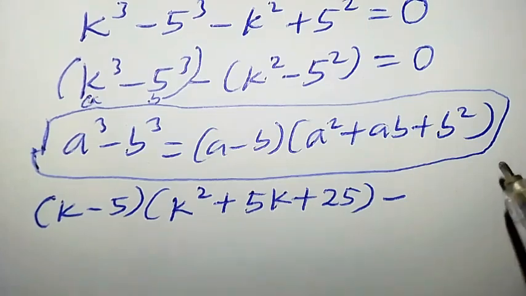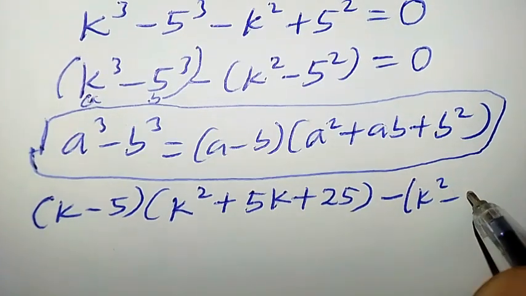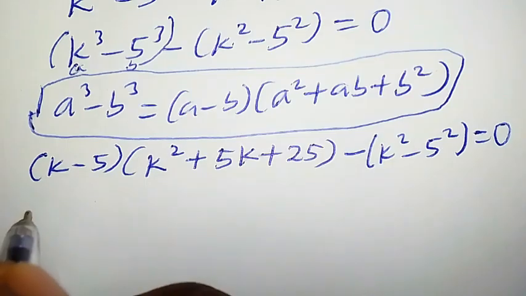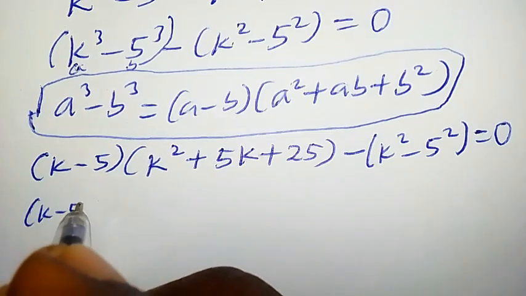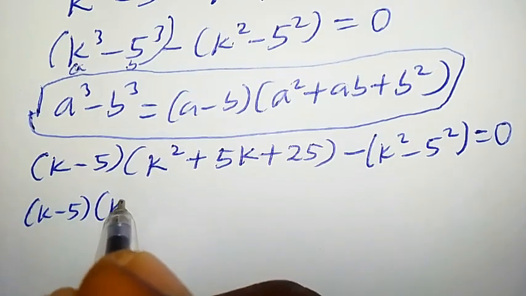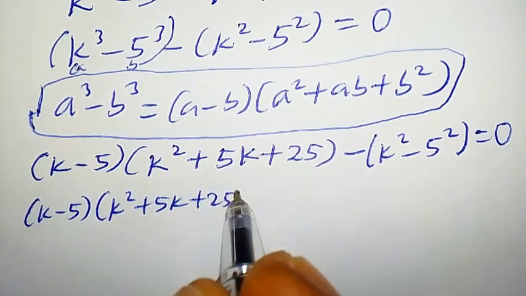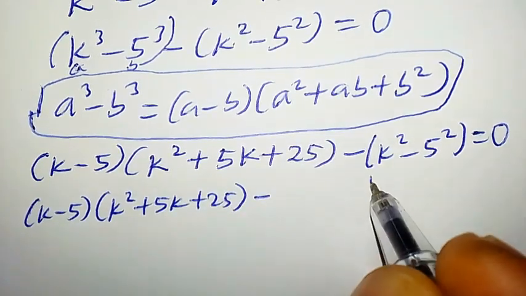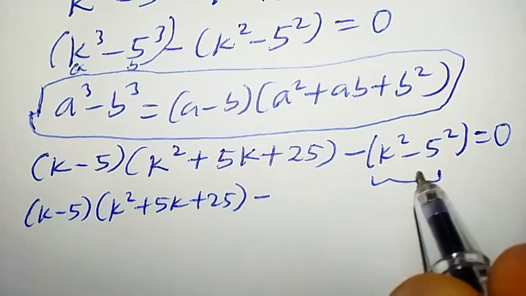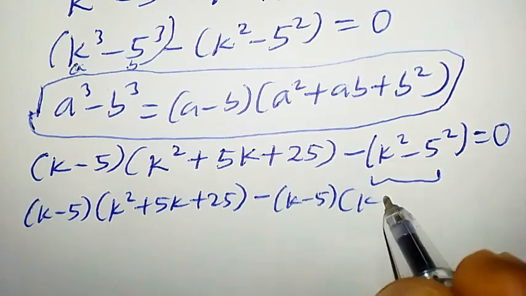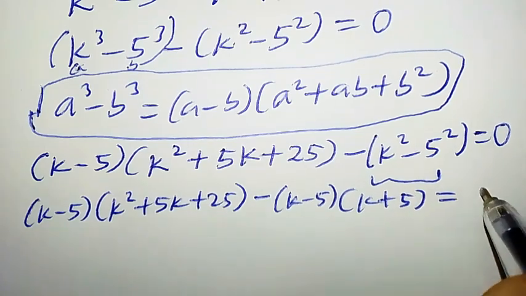minus this, k to the power of 2 minus 5 to the power of 2 equal to 0. Let's proceed further. K minus 5 times k to the power of 2 plus 5k plus 25 minus, this is a difference of two squares. We can rewrite it as k minus 5 times k plus 5 equal to 0.